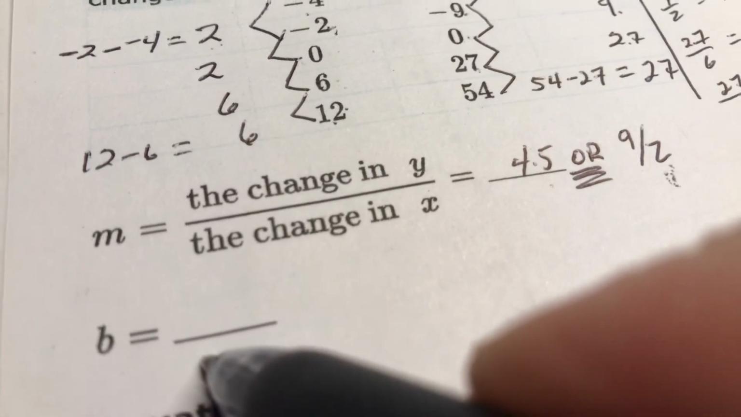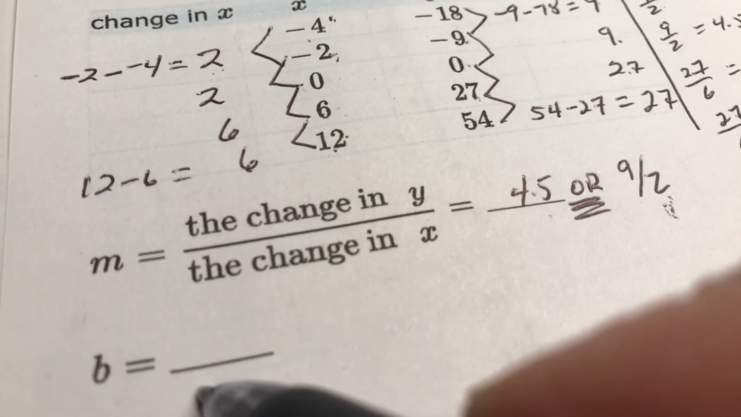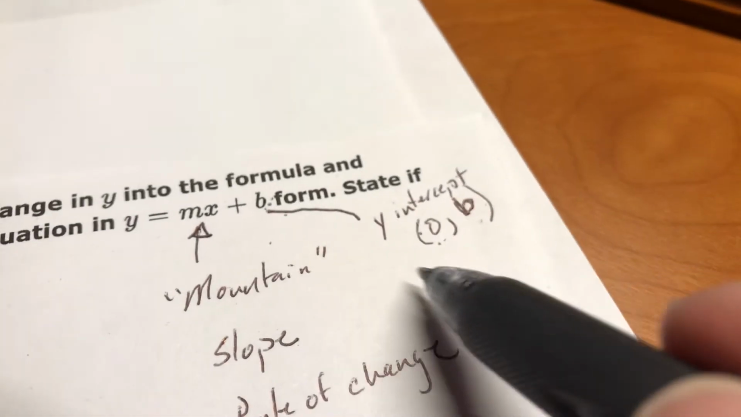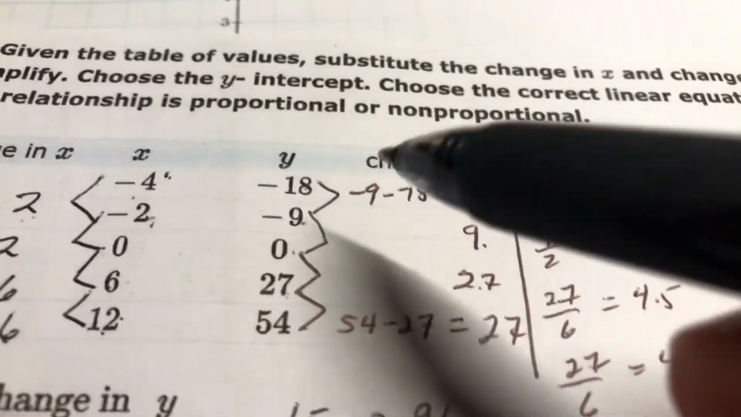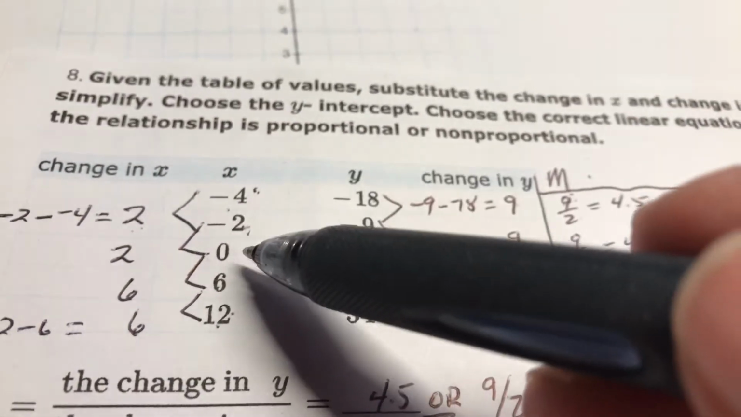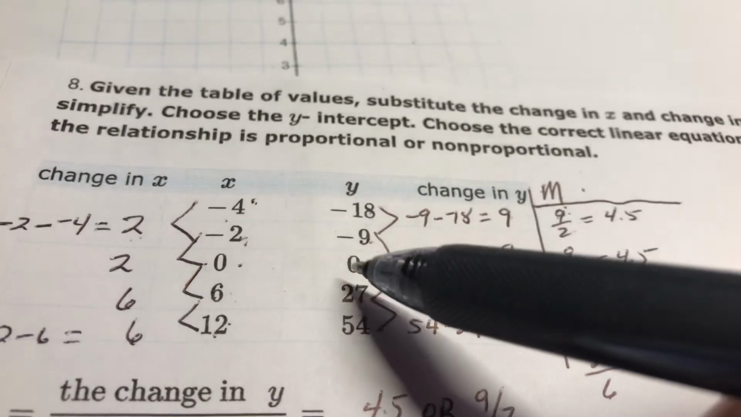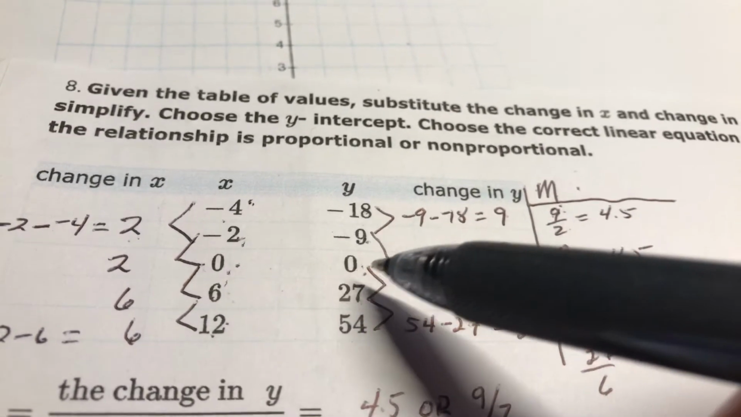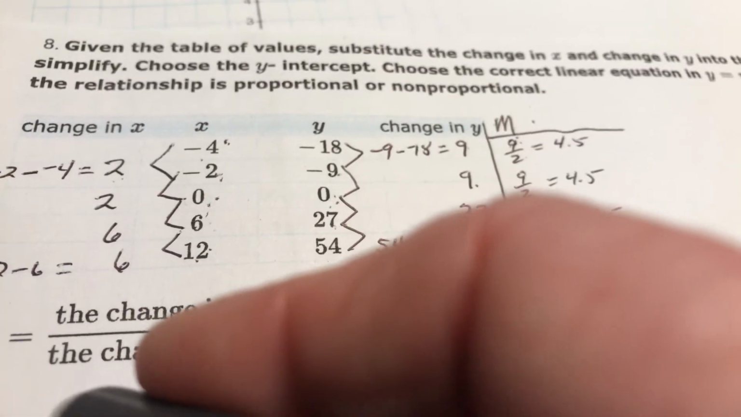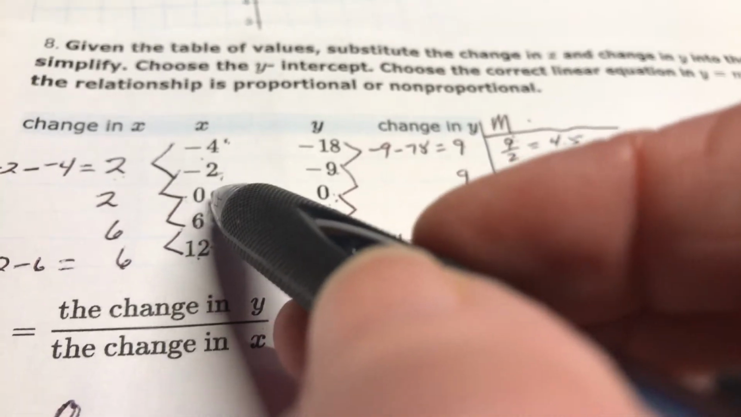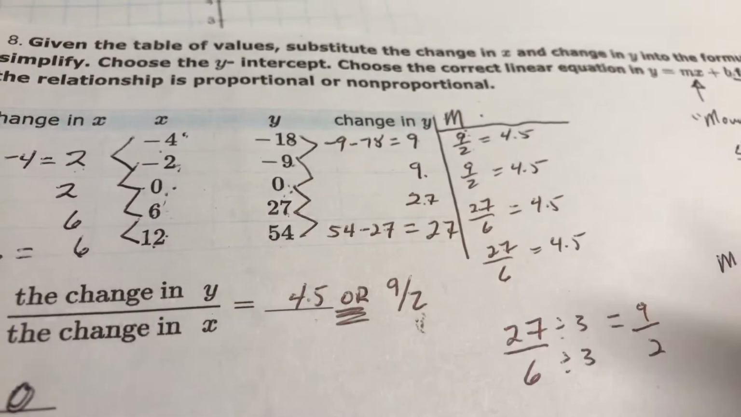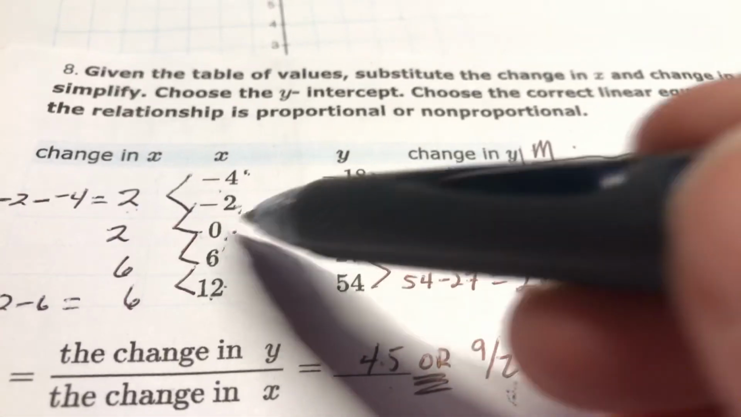Now your b, remember, is your y-intercept, where it begins, and it's always where x is 0. So in this particular table, they told you that when x is 0, y is 0. So that's your b. b is 0. Now, if you didn't have numbers here, then what you would do is plug 0 into your equation, assuming you had an equation. We're fixing to write the equation, and then you would solve for it. But I don't think we're there yet, so most likely they're going to give it to you.